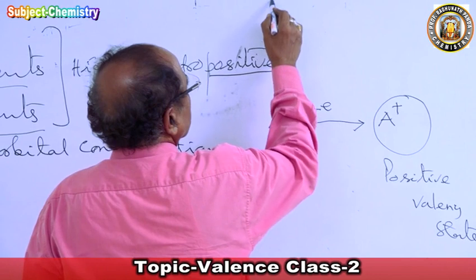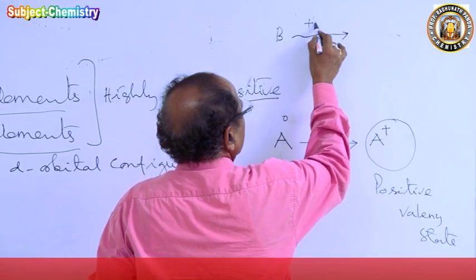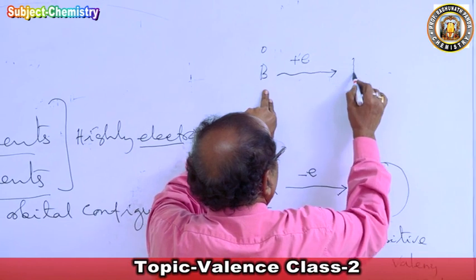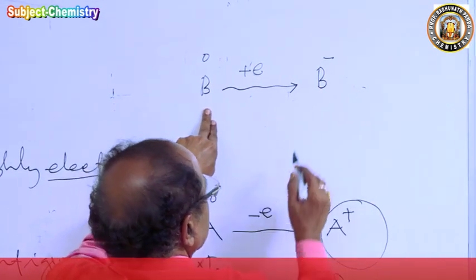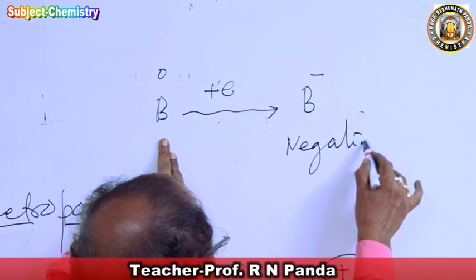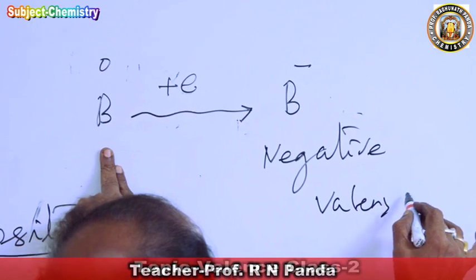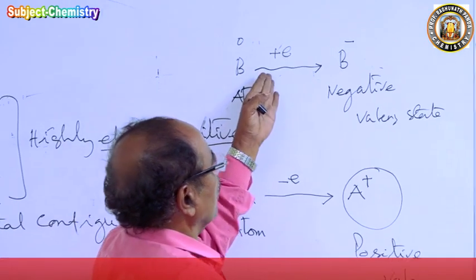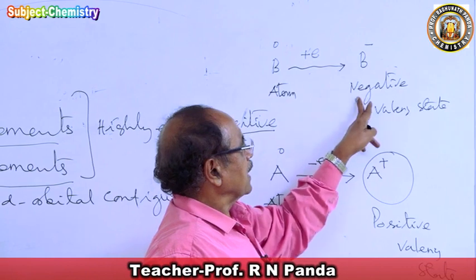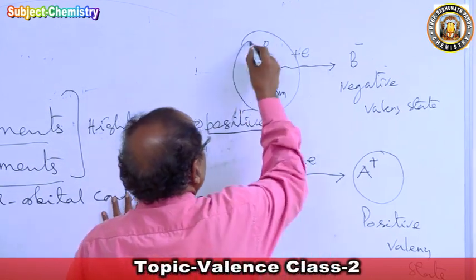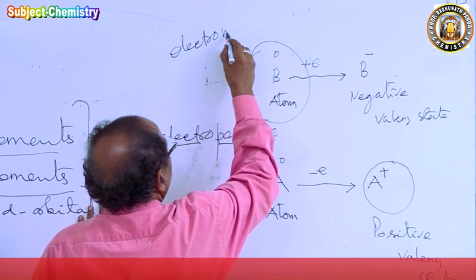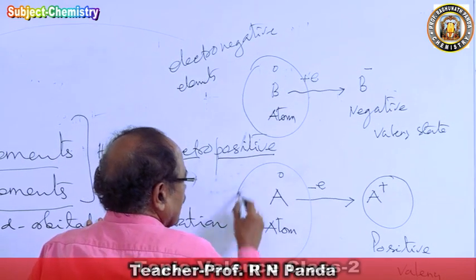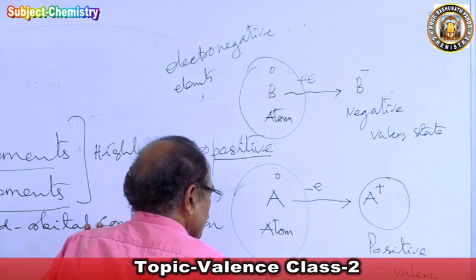Suppose another atom is there. Suppose B is an atom which takes electron. Number of electrons is equal to number of protons. Now one electron is increasing. So this becomes B minus. And this is the negative valency state. And this is also an atom. In the atom it is 0. But when it takes electron and combines, it becomes B minus, negative valency state. Hence, the B is called electronegative element. And this A is called electropositive element.